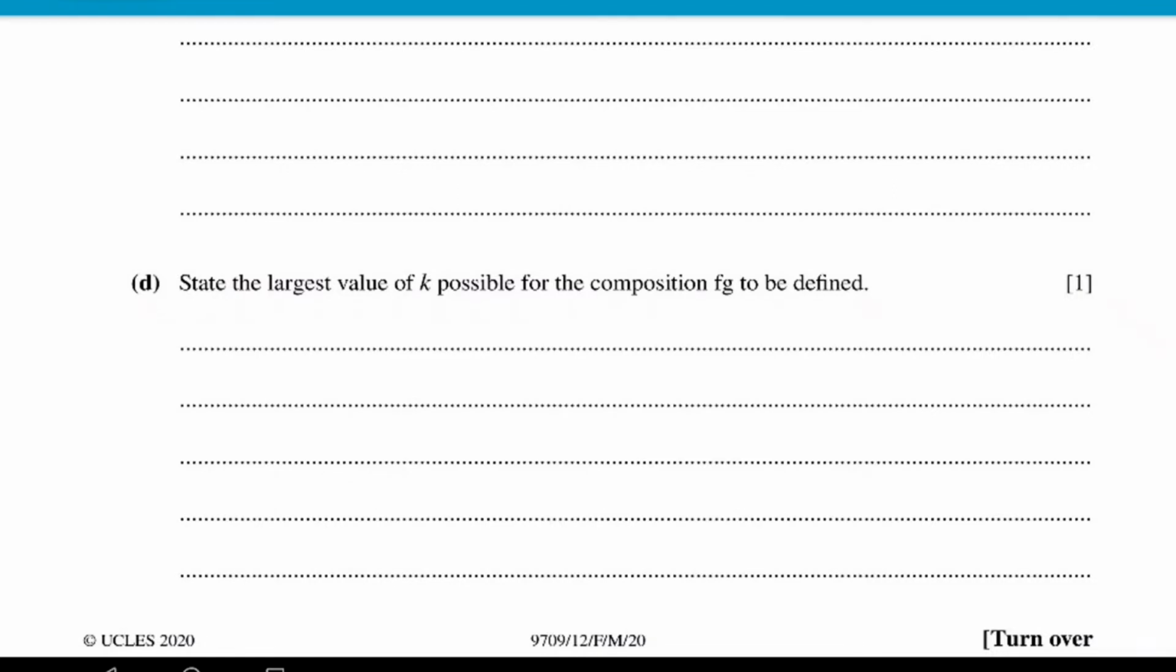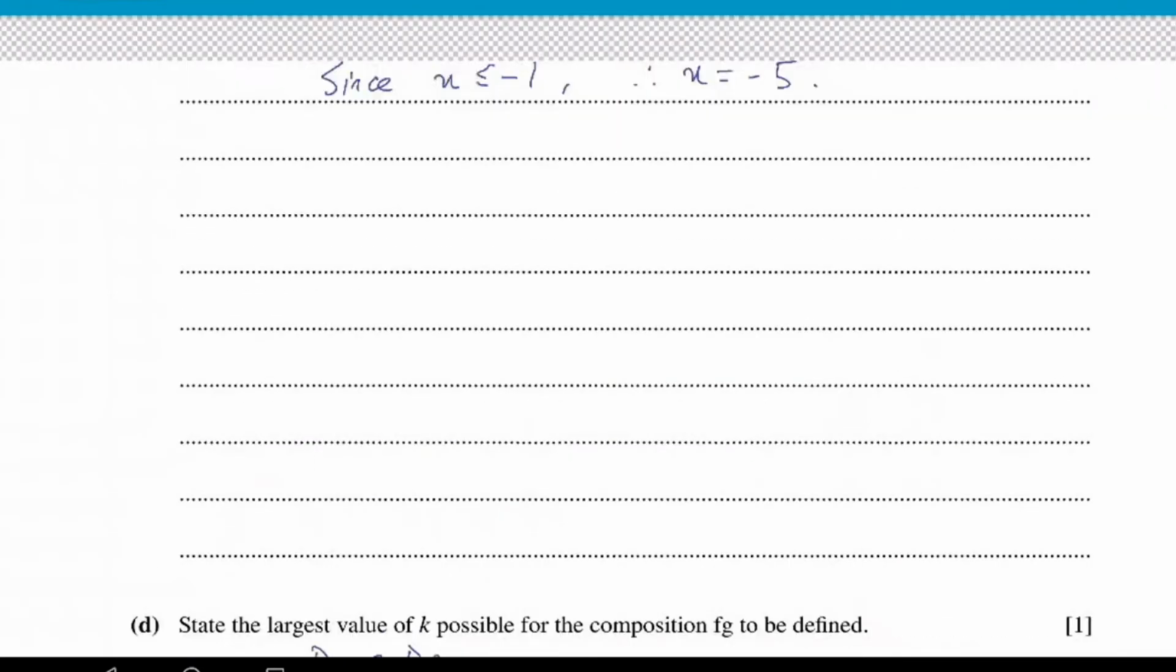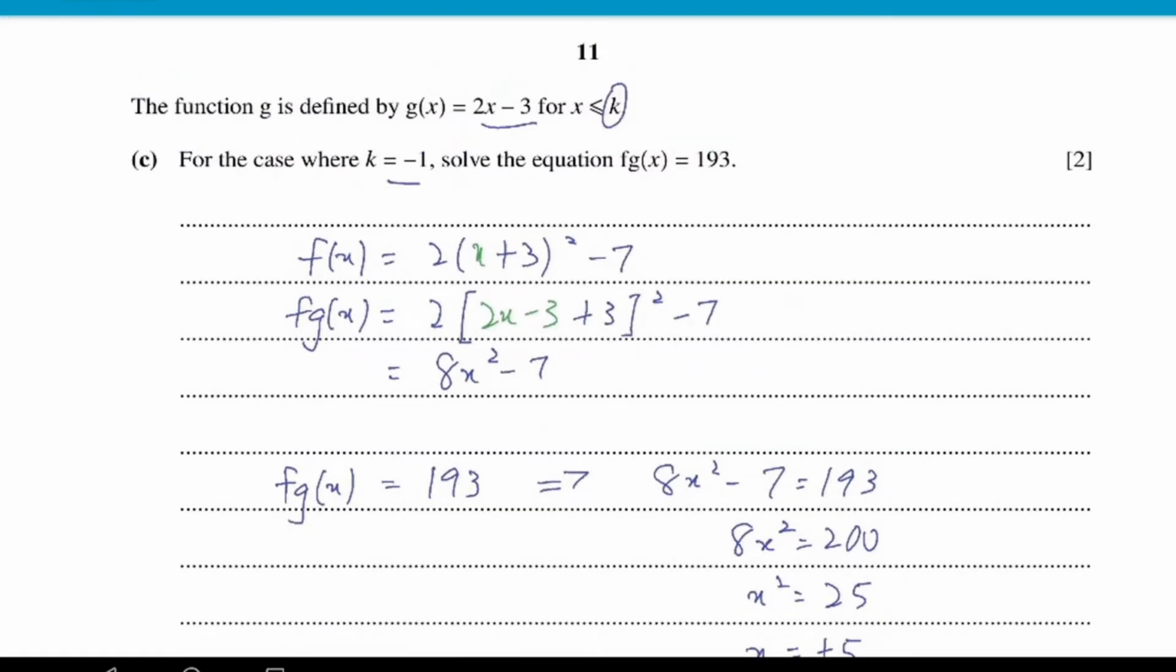So we need to have, in this case, the range of the g must actually fit in the domain of the f. Okay, so what happened in our range of the g here? The range of the g is rather straightforward because it's a straight line, and the range here is x is less than or equal to k. So the range for the g will be related to 2k minus 3. We just sub the k in, then we get 2k minus 3.